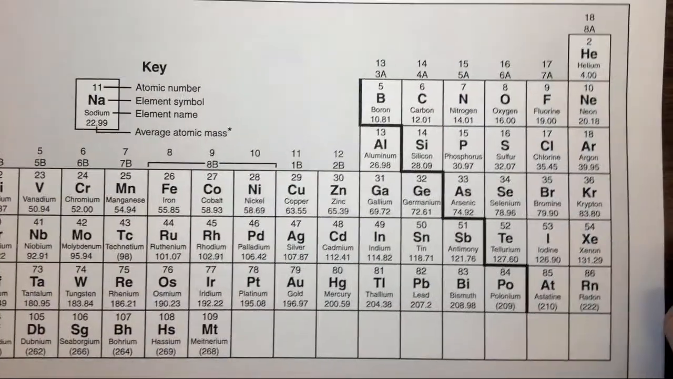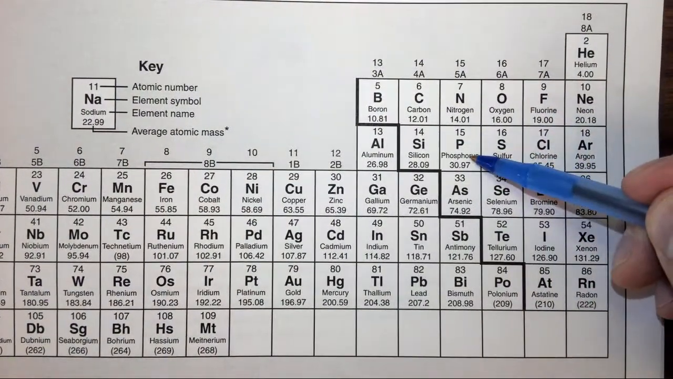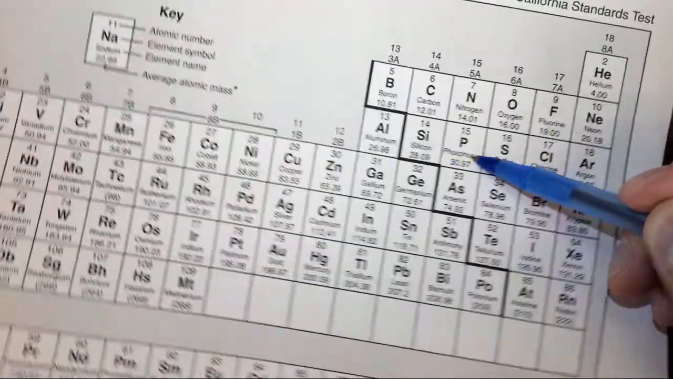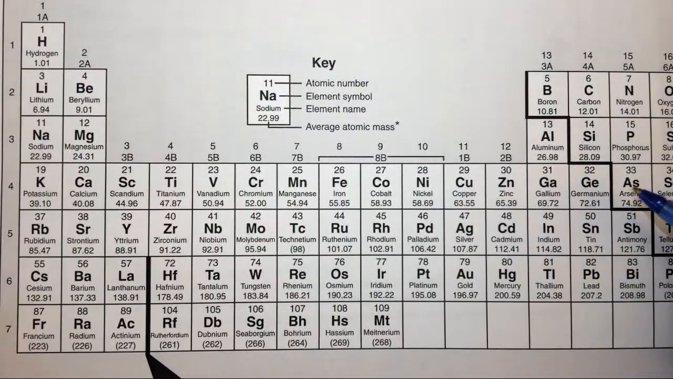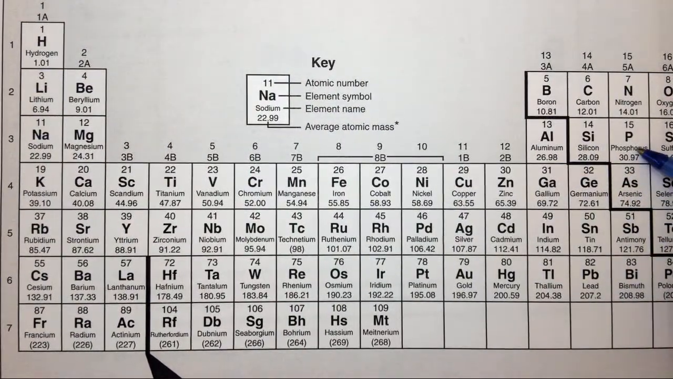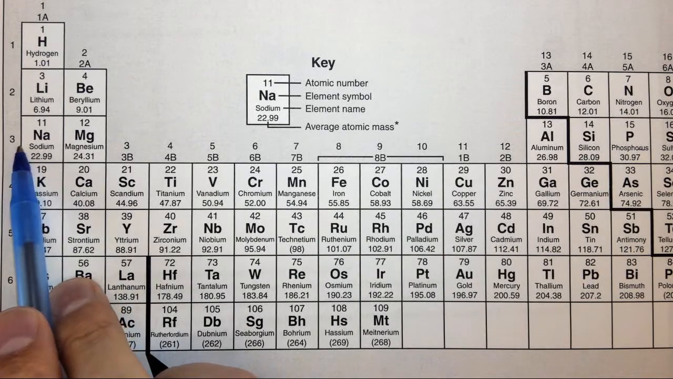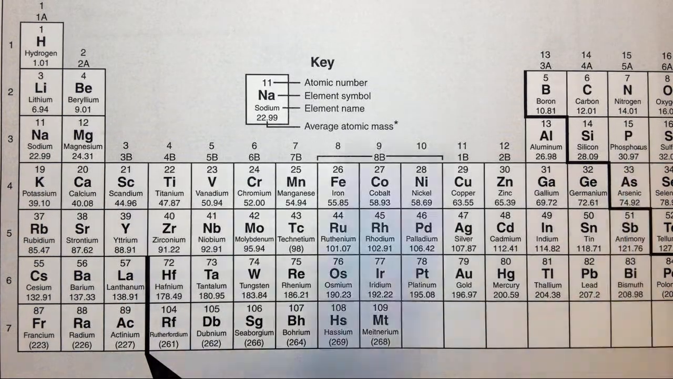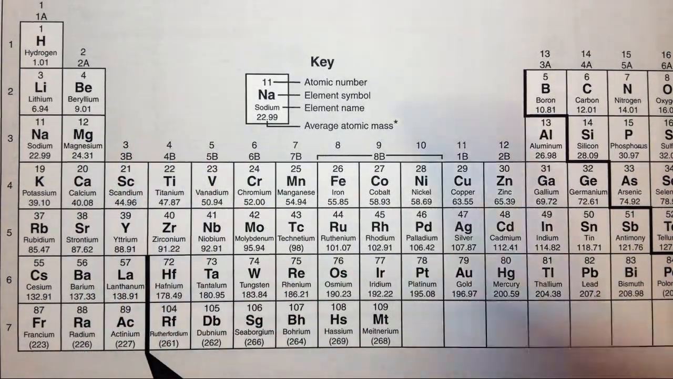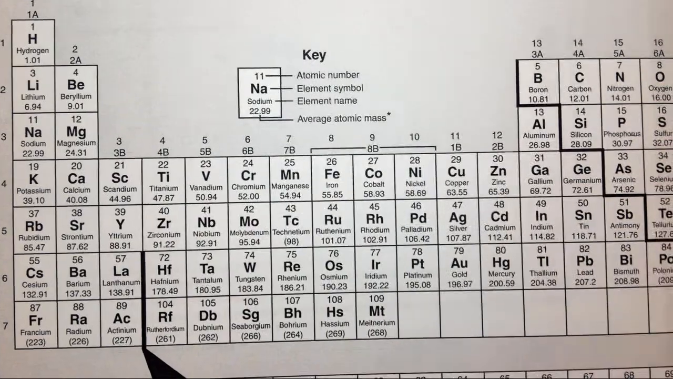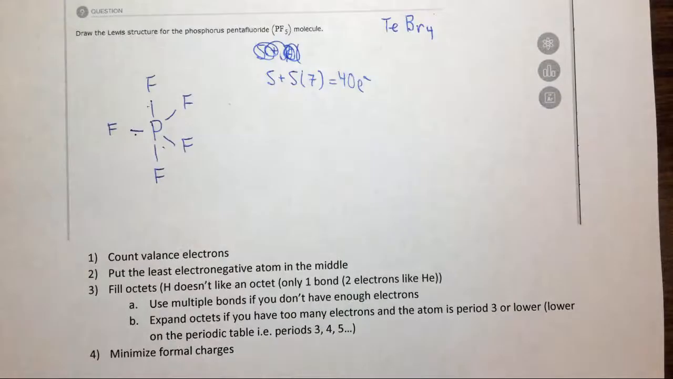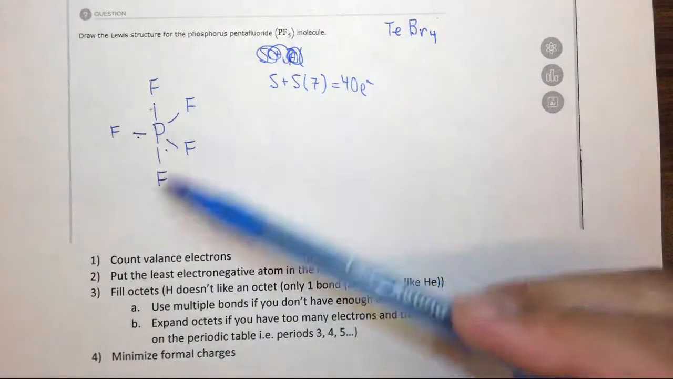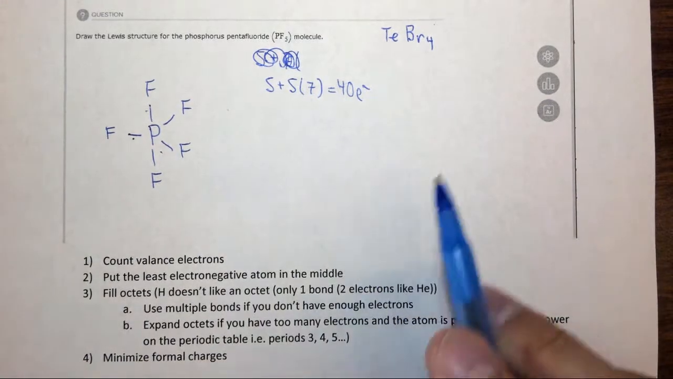If we look at a periodic table, and we find phosphorus, it's in period 3 of the periodic table, which we can kind of see here. So phosphorus is here, it's in period 3 of the periodic table. This means that it can have an expanded octet. Period 2 elements cannot have an expanded octet, but period 3 and lower elements on the periodic table can. So phosphorus can have an expanded octet. Back to our Lewis structure, and I'll show you a way to check this.